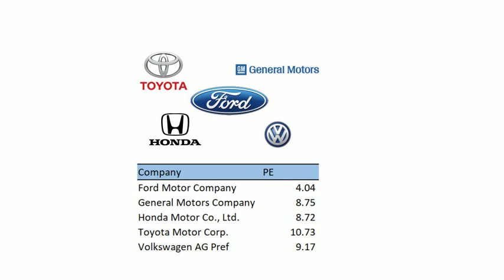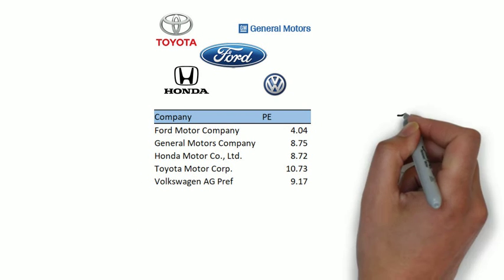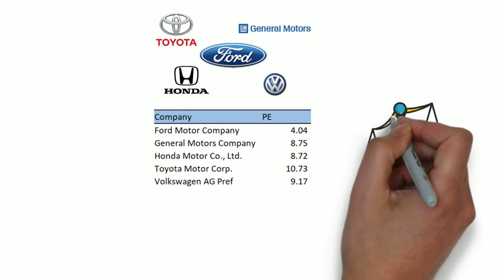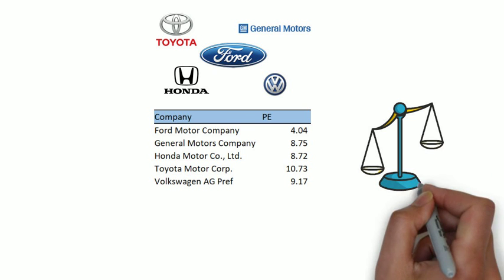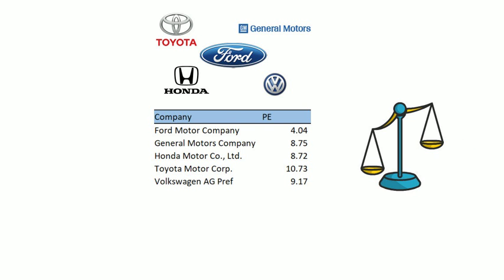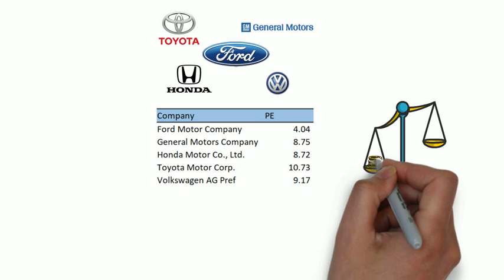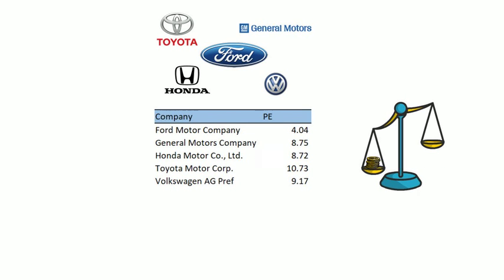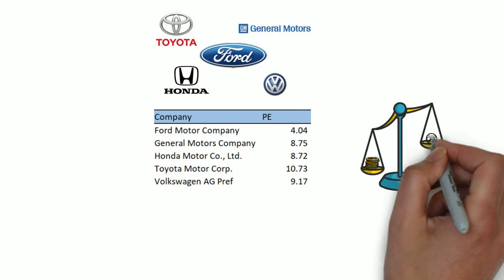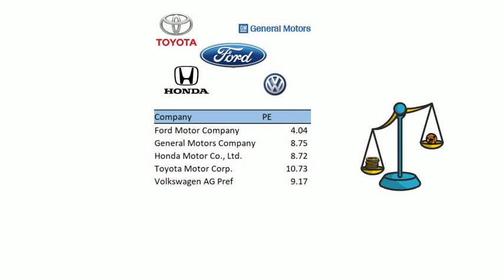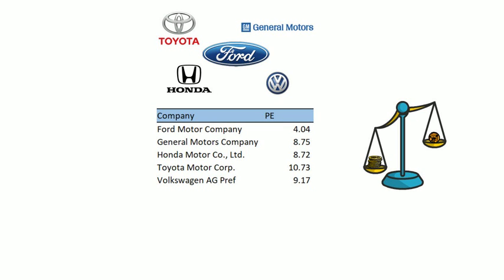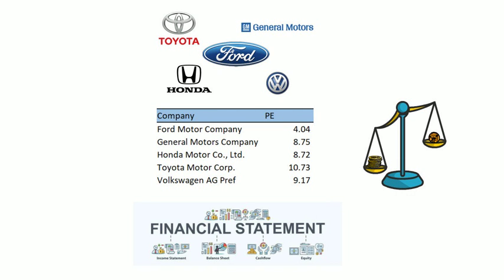When we compare Ford's PE to their peers, we can actually see that Ford has a much lower PE than any of their other companies in this group. With Ford, we only need to pay about $4.04 for each dollar of earnings, whereas the second best option in Honda costs us about $8.72 per dollar of earning. According to the PE ratio alone, Ford represents the best opportunity here. Now we can take this analysis and complement it by looking at other key financial metrics to get a holistic view of our company.